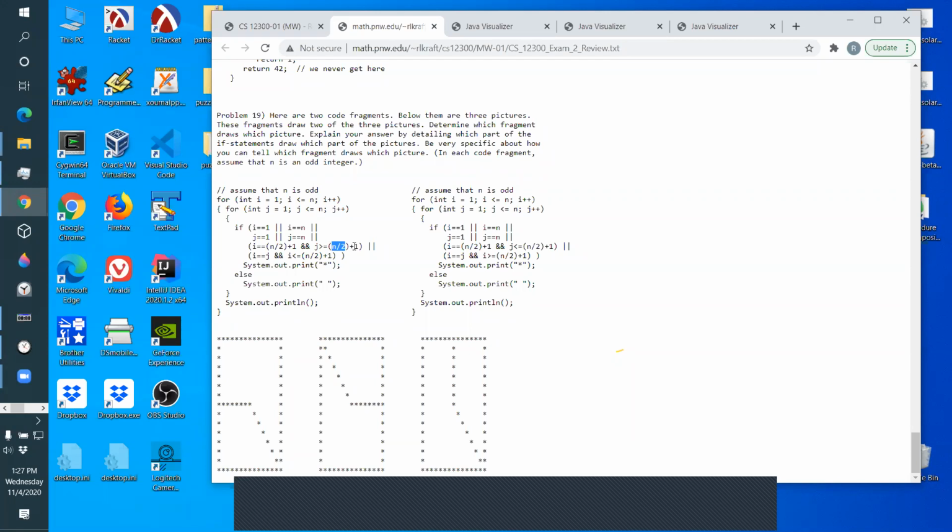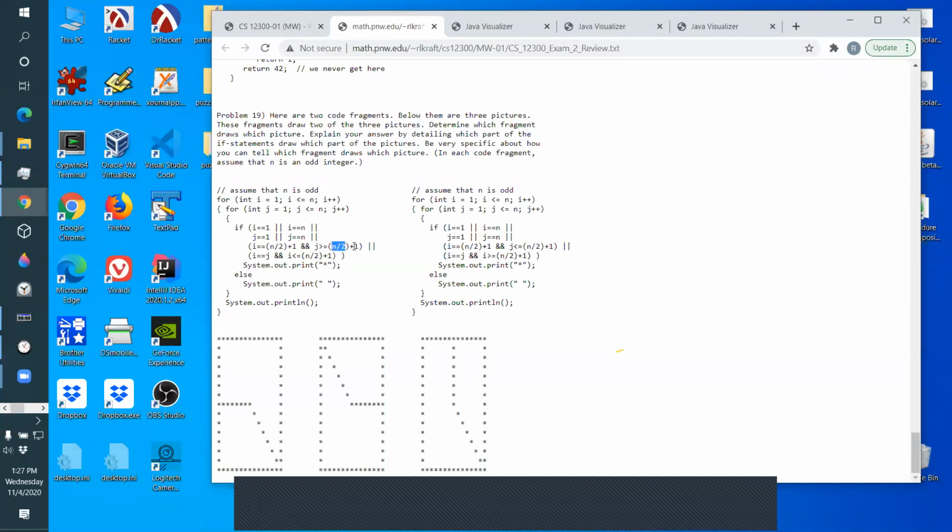What's the middle of 11? If you have 11 rows, what row is the middle one? If there's 11 rows, which row number is the middle row? 6. That's got 5 rows below it and 5 rows above it. And then you take 11 divided by 2 is 5 because you drop the half. 11 divided by 2 is 5 plus 1 is 6.